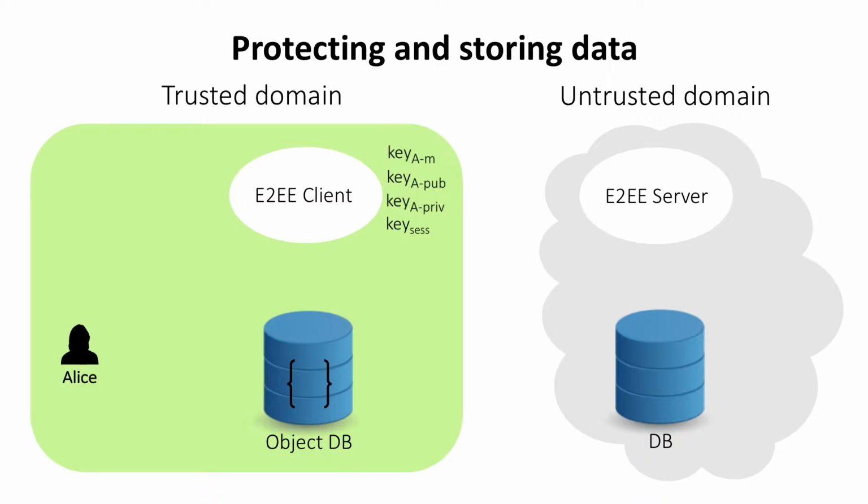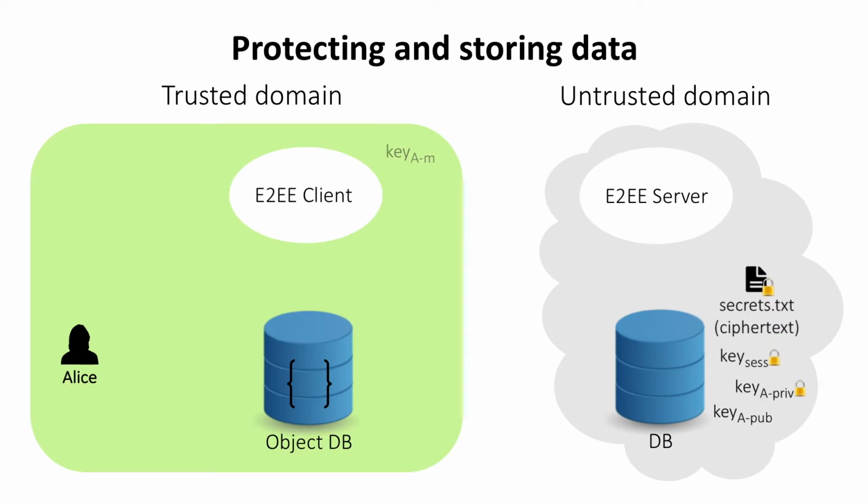Before starting the encryption process, it pulls the file from the local database. The client takes Alice's raw file and uses the session key to encrypt it. Because the session key is stored remotely, the client uses Alice's public key to encrypt it. Alice's private key will also be stored remotely, so the client finally uses Alice's master key to protect it. Finally, the client sends protected data from Alice and her public key to the untrusted database through the E2EE server. Alice's master key, which is needed for decrypting the protected data, is stored in the local storage.